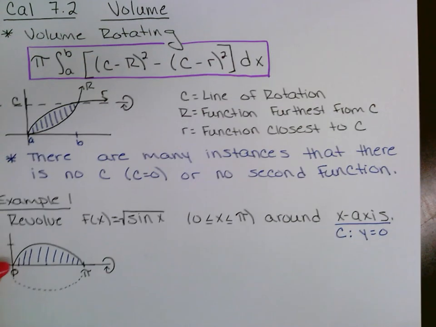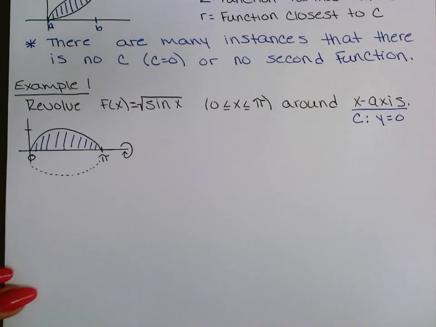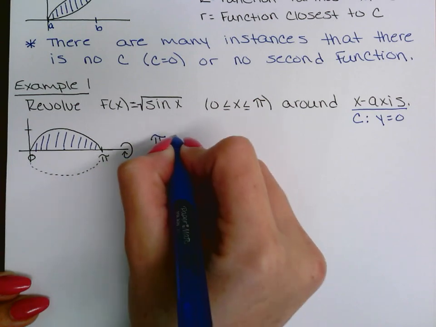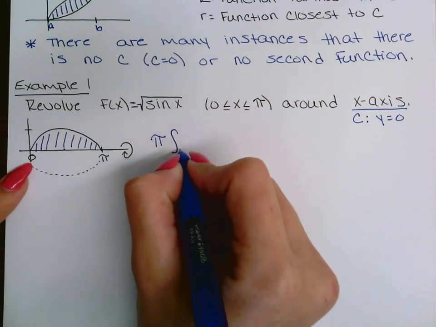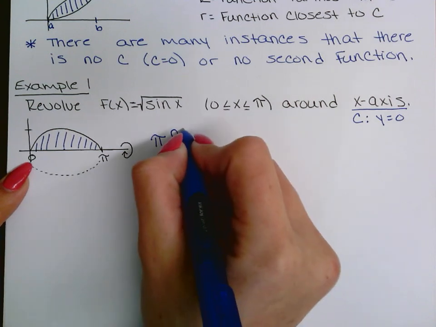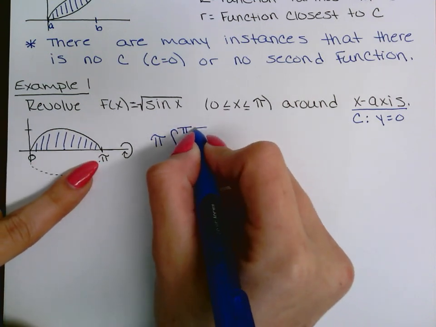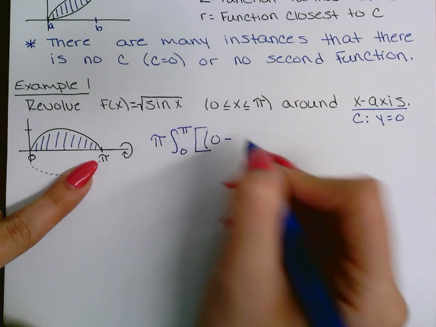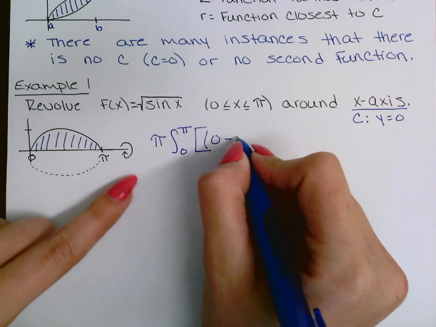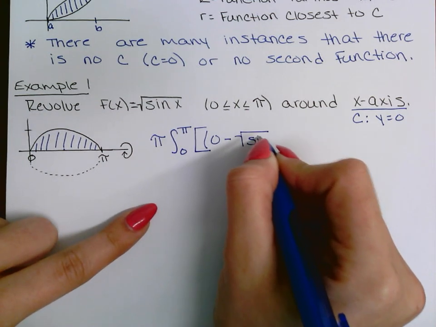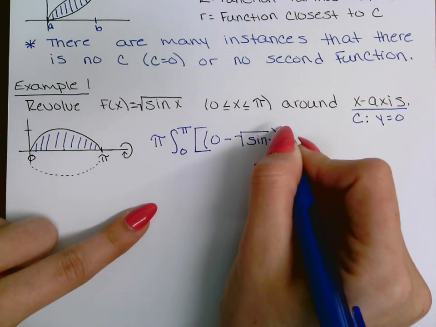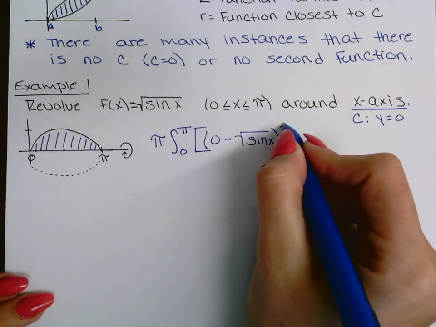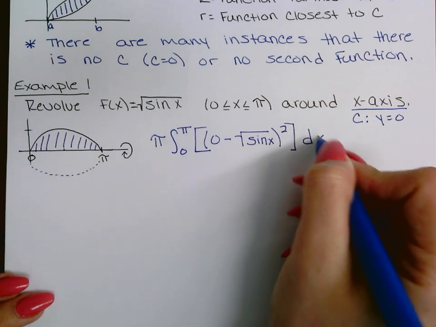So I will go through the motions. Don't feel like you have to do this like on your homework, quiz and test. But you would be writing pi times the integral from 0 to pi. Again, I'm going to write this really detailed. You do not have to do this. C is 0 minus my function, square root of sine x. All of this gets squared. And then because I don't have a second function, I don't have that second part. Okay?